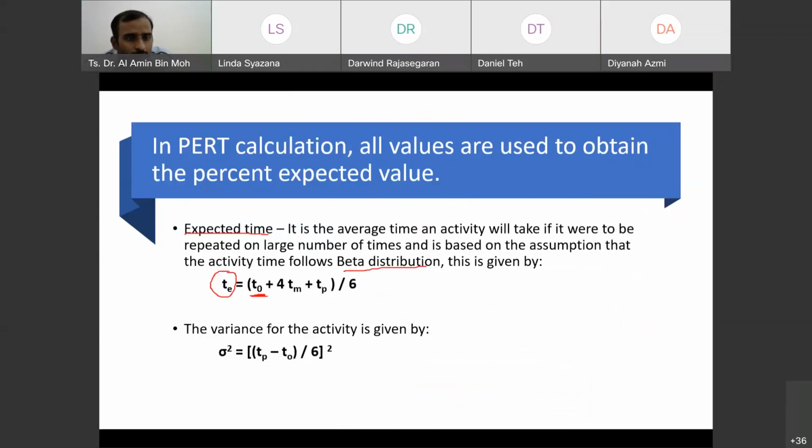Optimistic time plus 4 times the most likely time, plus the pessimistic time. Okay, so they have a coefficient of 4. You multiply 4 by the most likely time and add the pessimistic time, and you get the average. It's divided by 6: 1, this is 1, this is 4. So 6. So you're going to get X, and this is the expected time.